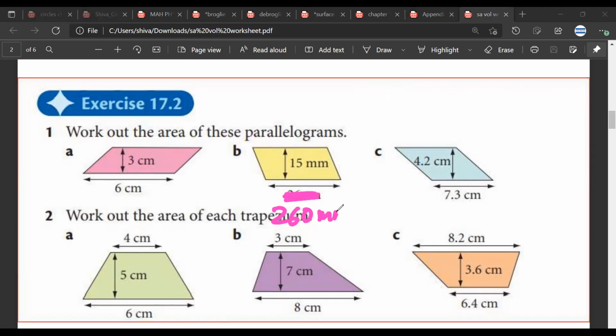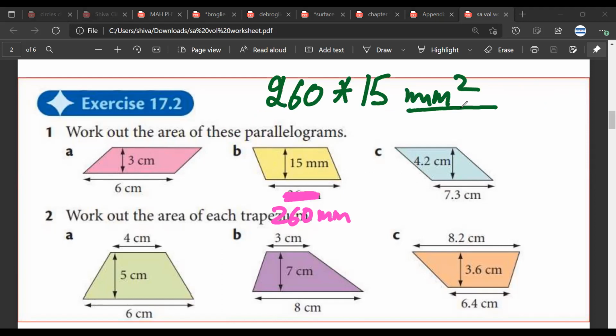260 millimeter. Mr. Satya, so what will be the area? Sir, 260 into 15 millimeter square. Is it correct? Yes, sir. Mr. Sarthak, Mr. Satya.